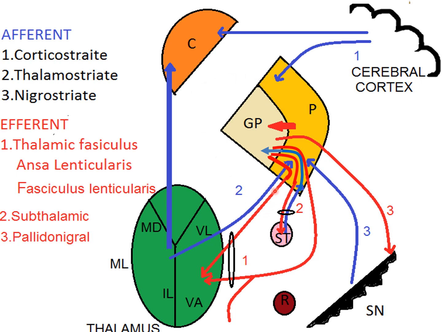Now the fasciculus lenticularis traverses through the internal capsule and reaches the thalamus, especially the ventrolateral and ventral anterior nucleus of the thalamus, whereas the ansa lenticularis loops around the internal capsule and then reaches the ventrolateral and ventroanterior nucleus of the thalamus. Apart from this, there are the subthalamic fibers which reach from the globus pallidum to the subthalamic nucleus, and the pallidonigral pathway is the efferent fibers which take origin from the globus pallidum to the substantia nigra, and hence the name.